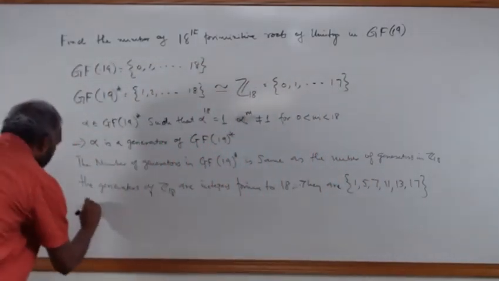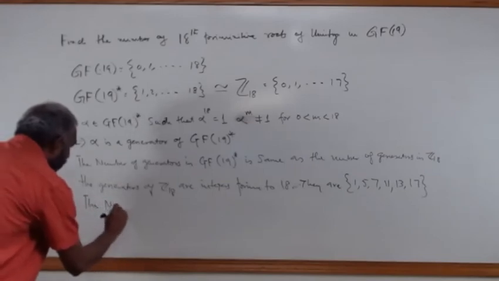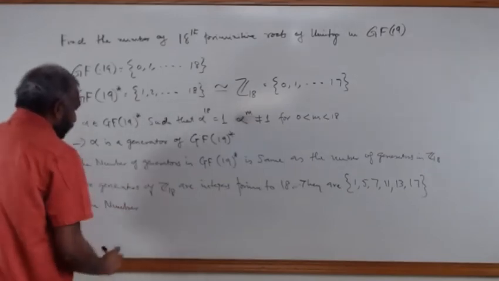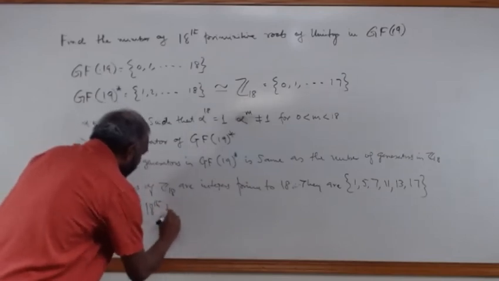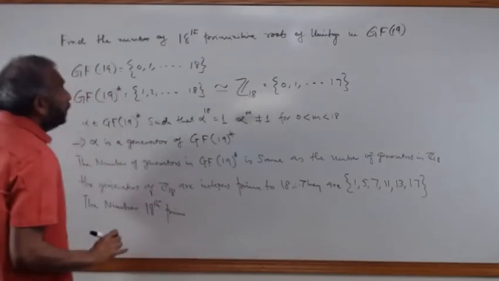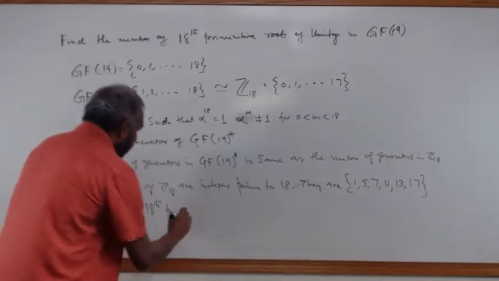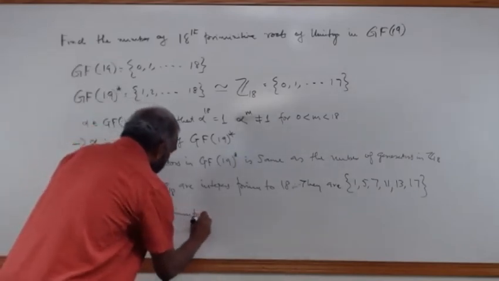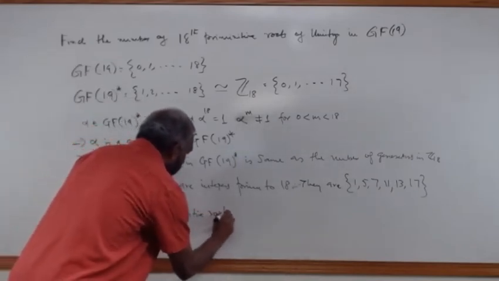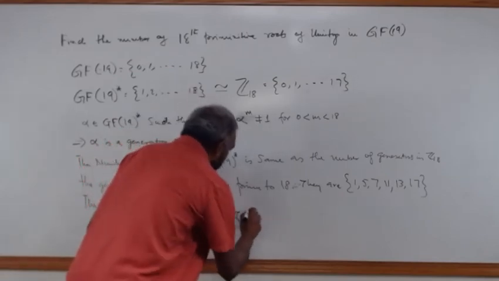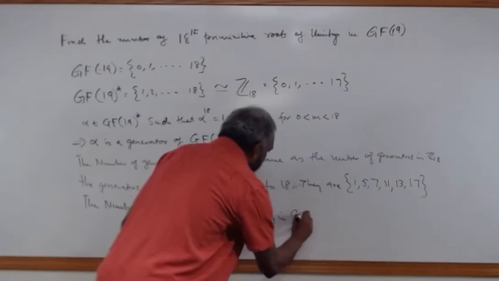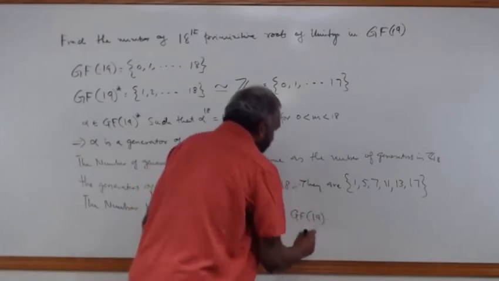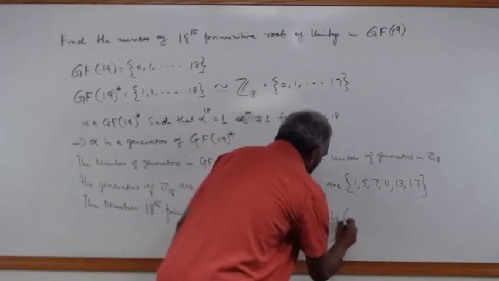So the number of 18th primitive roots of unity in GF19 is 6.